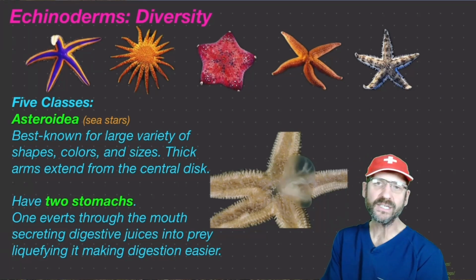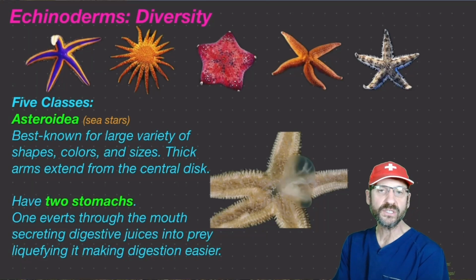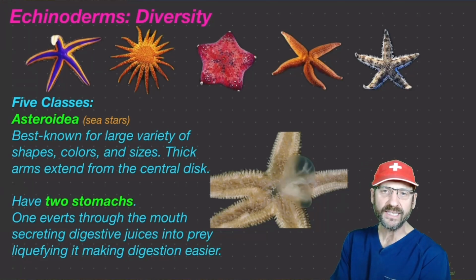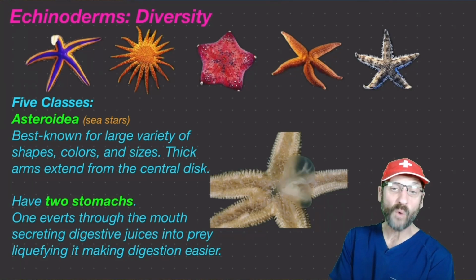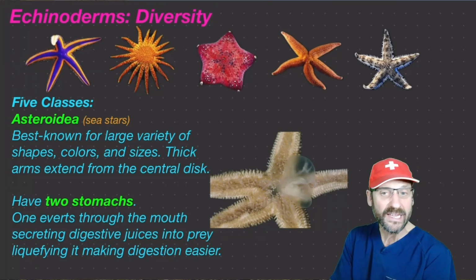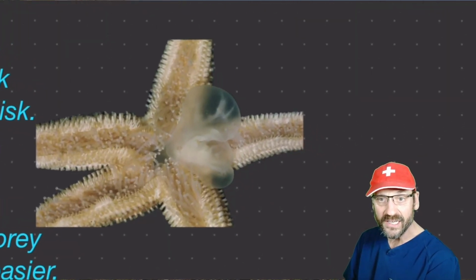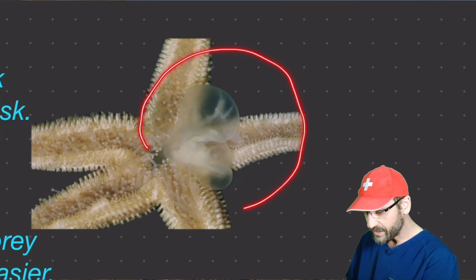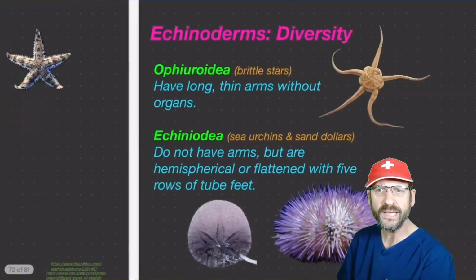We have five classes of echinoderms. We have Asteroidea, our sea stars, best known for their large variety of shapes, colors, and sizes. They have thick arms that extend from the central disc, and they have two stomachs. One everts through the mouth, secreting digestive juices into prey, then liquefying it, making digestion easier. You can see that right in here, how that stomach comes out. That's pretty interesting.